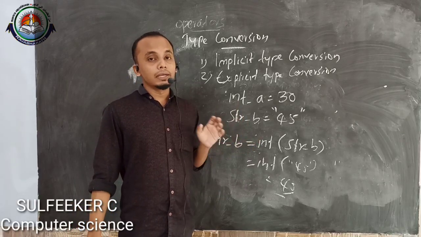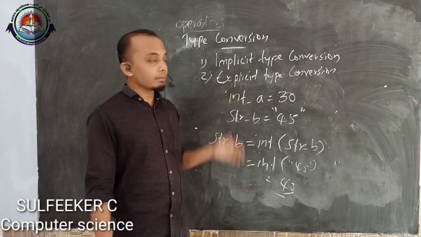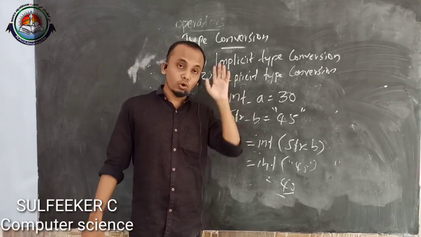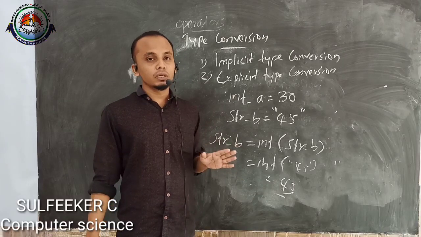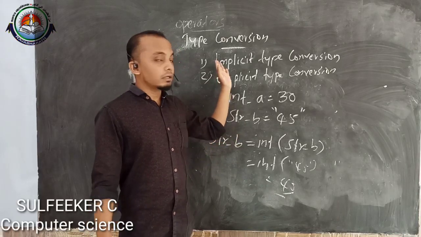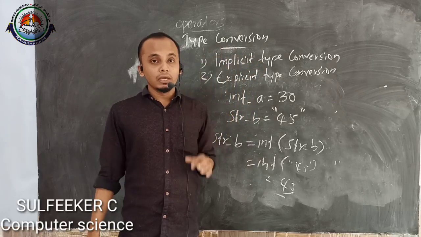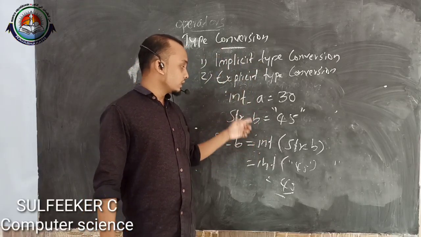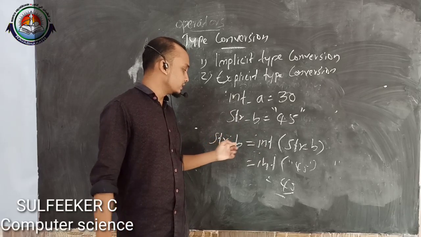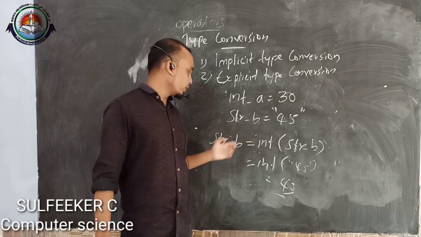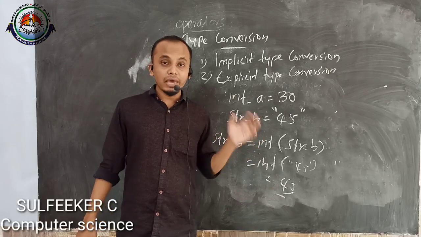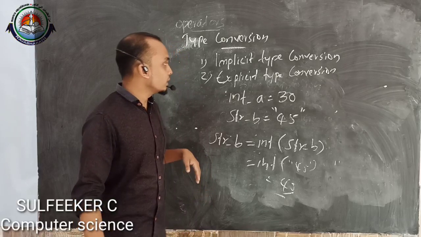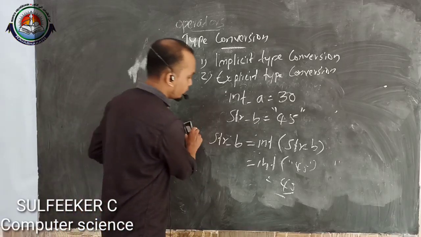Okay, that is called type conversion: implicit type conversion and explicit type conversion. In the case of implicit type conversion, there is no user involvement. Without user involvement, it will automatically convert from one form to another. But in the case of explicit type conversion, there is user involvement, like this. We mention one code here, strb equal to int of strb. With the help of the user, it will convert from one form to another form. That is called explicit type conversion.